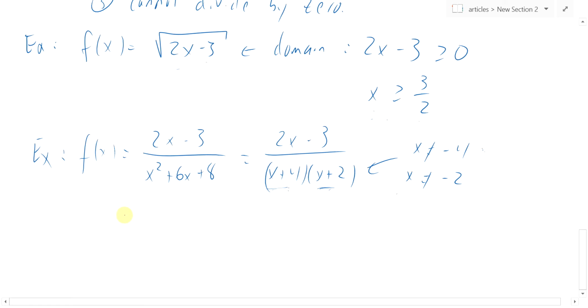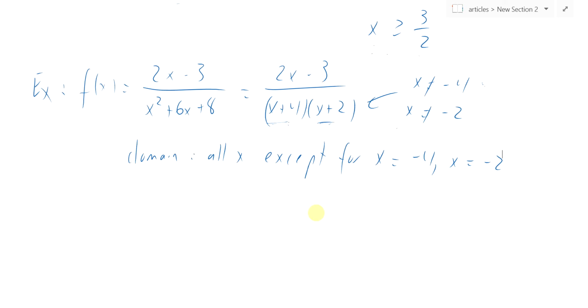So here, the domain is all numbers except for x equal to minus 4, x equal to minus 2. These two numbers are bad numbers. You can't use them.